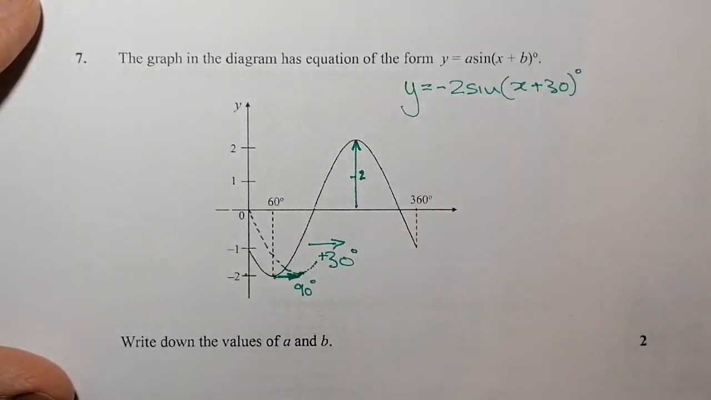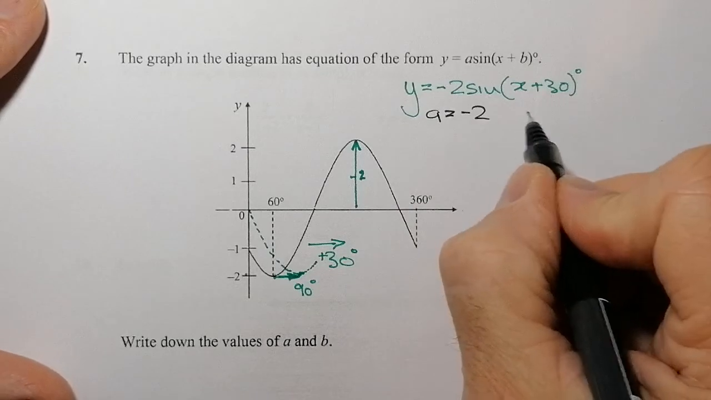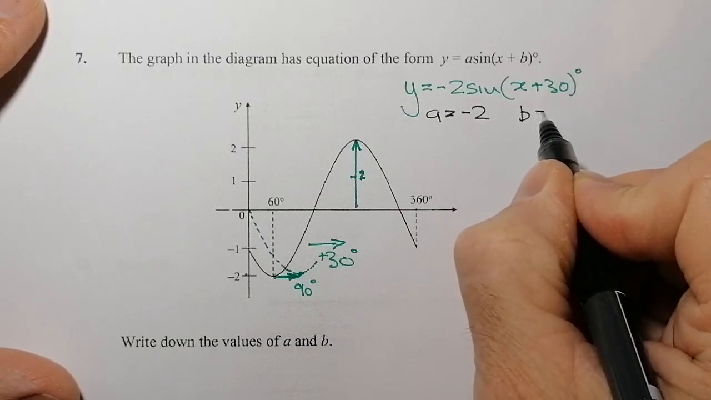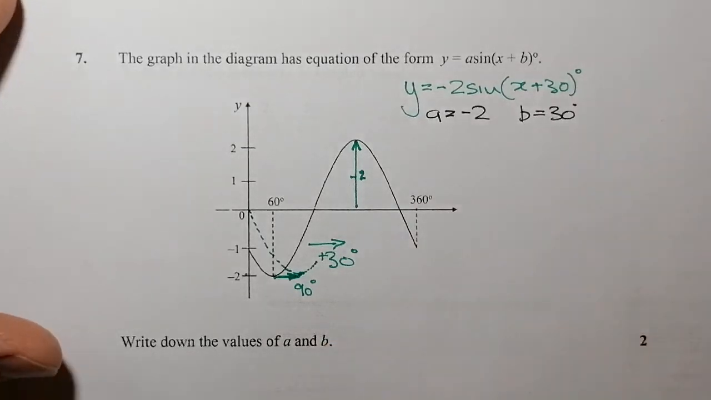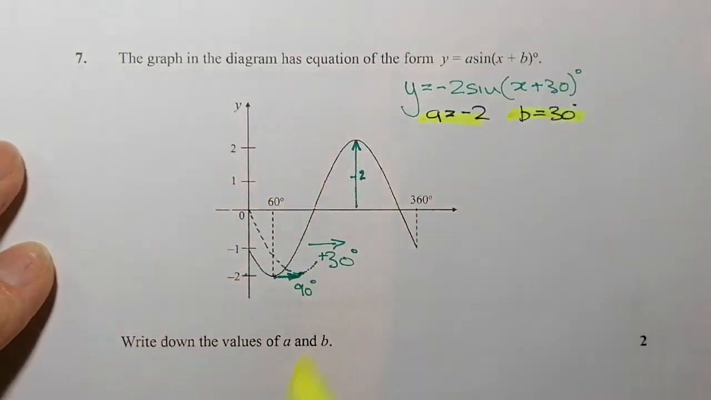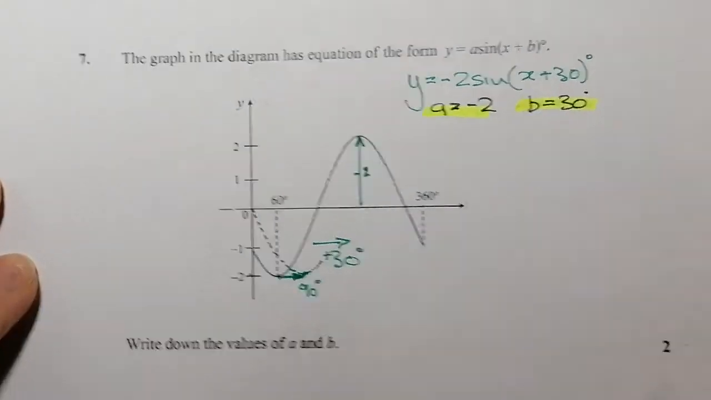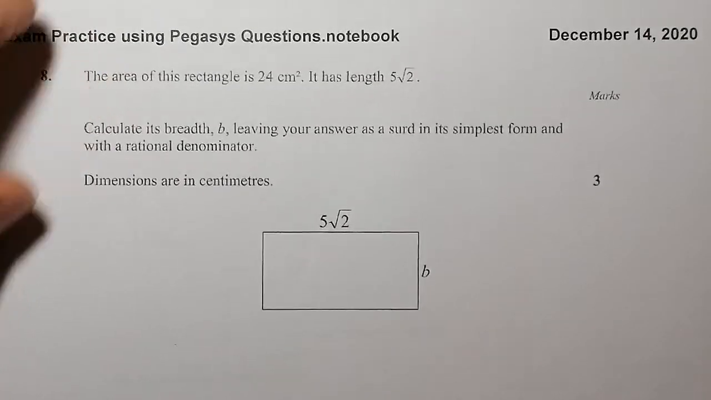So from there, I can see that my value of A is -2, and the value of B is going to be equal to 30 degrees. Just simply here, 1 mark for that, 1 mark for that. Just writing that down, we get your marks from there. Okay, that's question 7 complete. Question 8, let's go for that one.